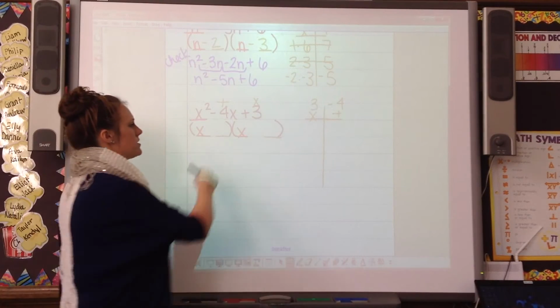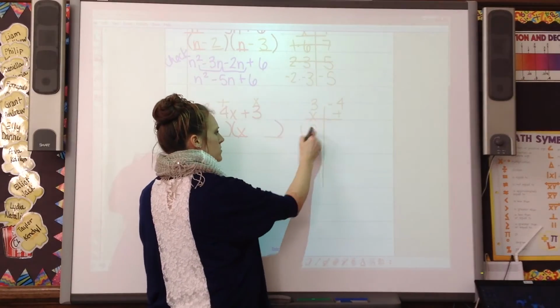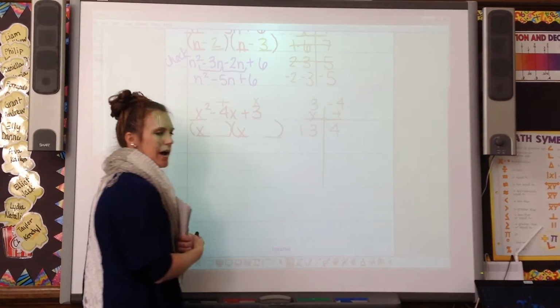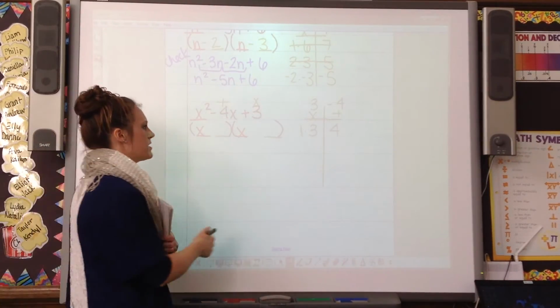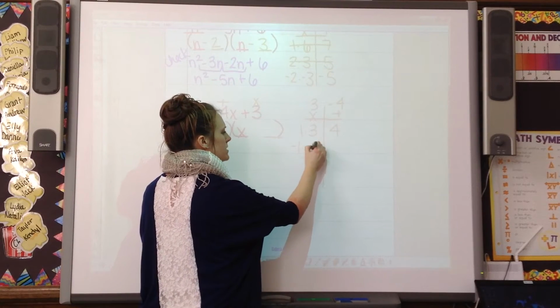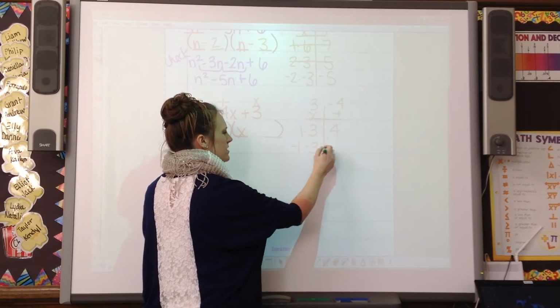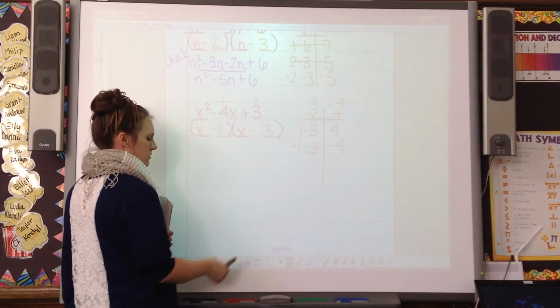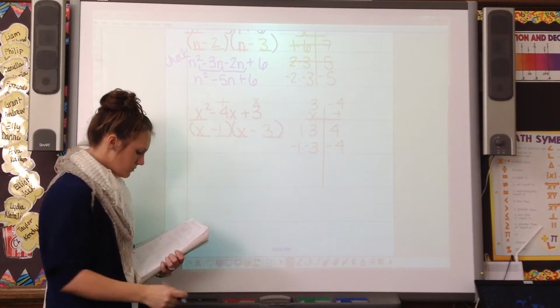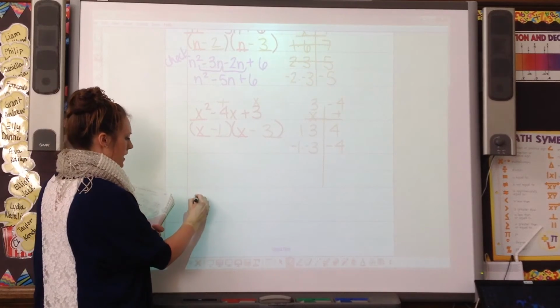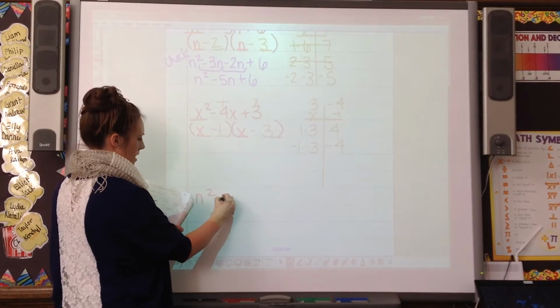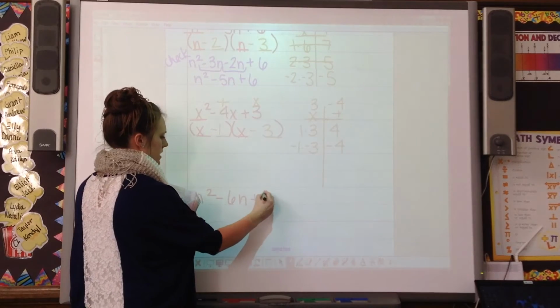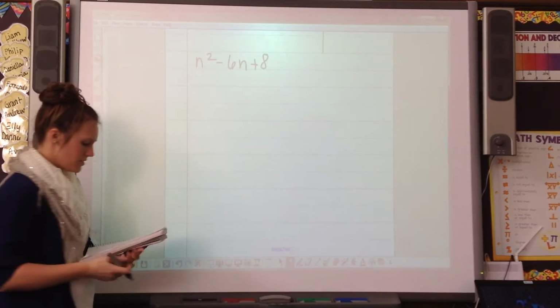Okay, so the factors of 3, the only way to make 3 is 1 times 3, but when we add them together, that's a positive 4, so you're going to have to play with negatives. What if we do a negative 1 times a negative 3? Isn't that, when you add them, a negative 4? Your turn to try n squared minus 6n plus 8. Give that a shot. Push pause and try that now.